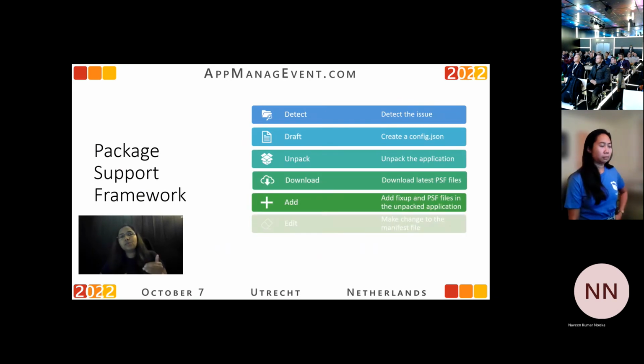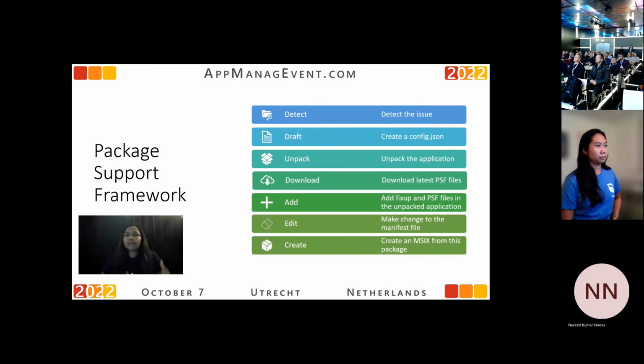So these are the steps you would normally perform to incorporate package support framework in your application. To begin with, you would detect the issue with the help of tools like Procmon. Based on your findings and the fix-up you want to use, you will customize your config.json file. You will unpack your MSIX. You will download the latest package support framework binaries from the NuGet package manager. Then you will add the relevant files, based on the processor architecture of your application and the fix-up you want to use, into the unpackaged folder.